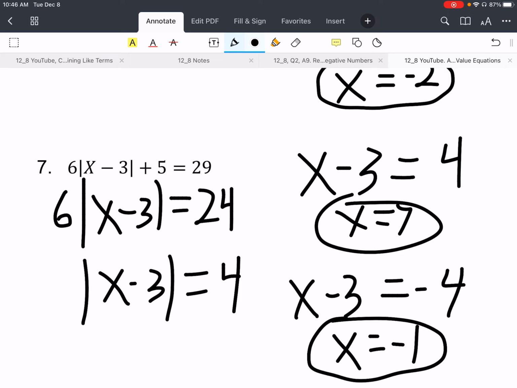So 2 answers for each of these. I know that you can do these in a couple different ways, but pick one that you like.